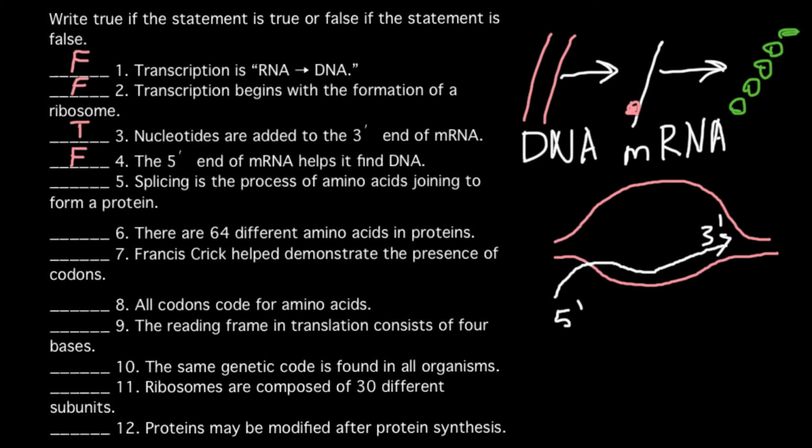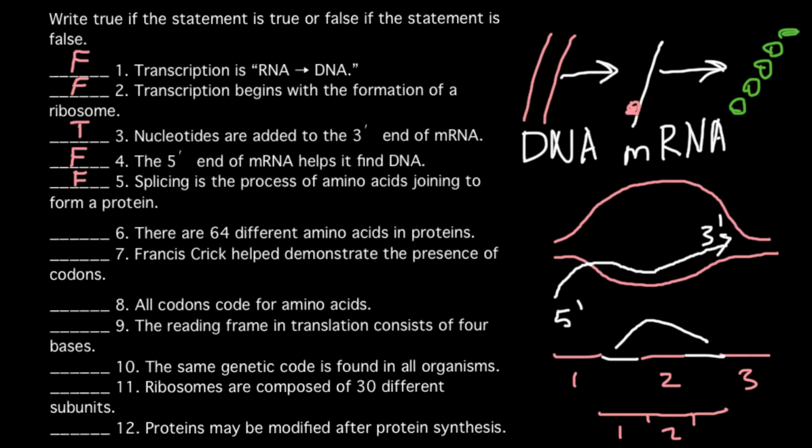So statement 5, splicing is a process of amino acids joining to form a protein. And this is also false because splicing is a part of the process of message RNA production. So imagine that this is message RNA, and here we have introns, and introns would be spliced. So if this would be exon number 1, this is 2 and 3, they would join together, and this is going to be 1, 2 and 3. And we call this premature message RNA, and this would be mature message RNA.